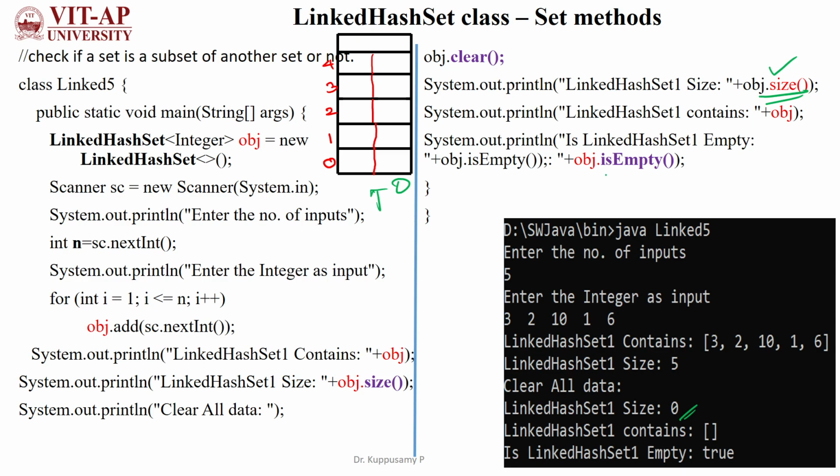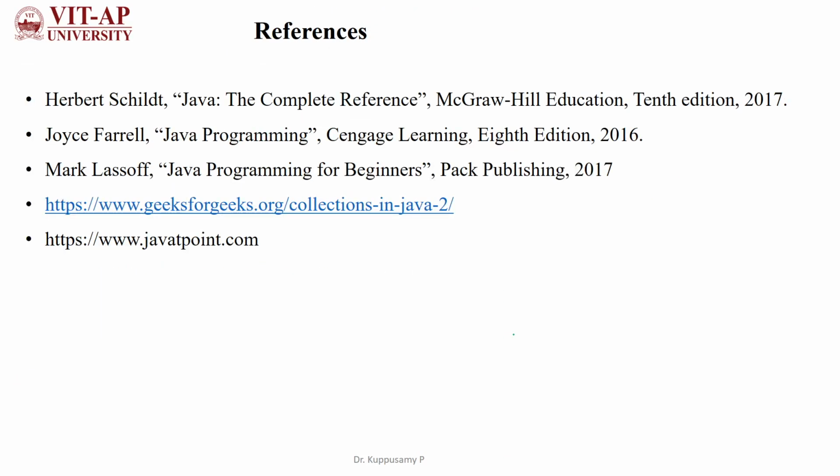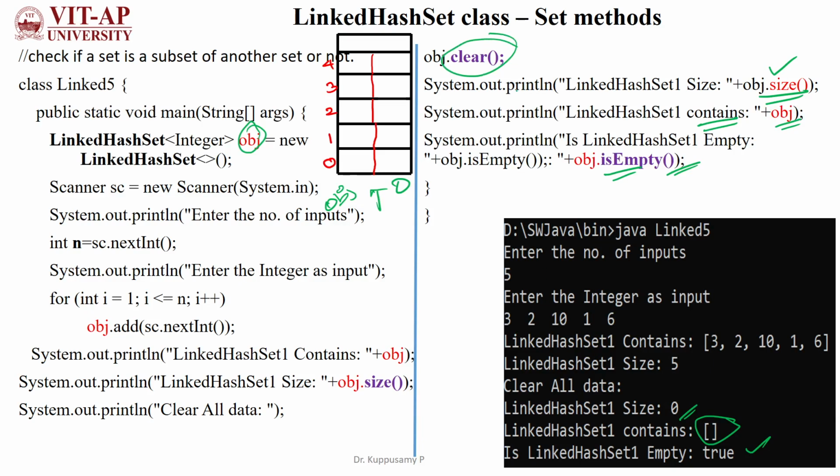Now I am checking whether it is empty. This operation is checking empty, and it prints the value of obj. This is the variable we have created here, which is now an empty set. Then now we are checking is it empty. Yes, it is empty, which returns true. So this is the way to use the clear method to clear all the elements of the set.